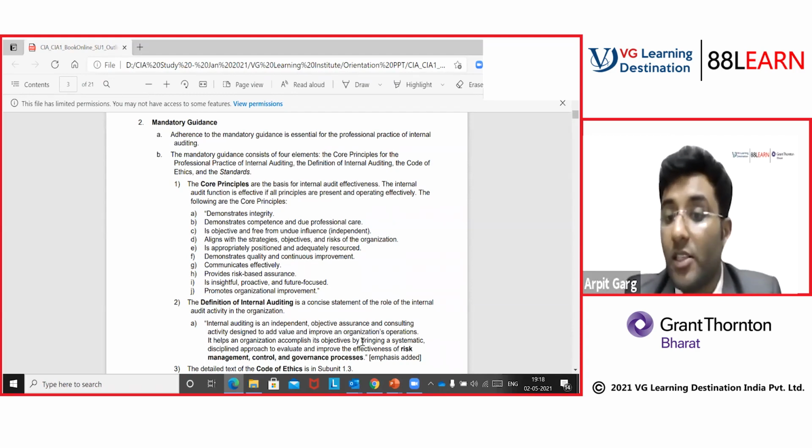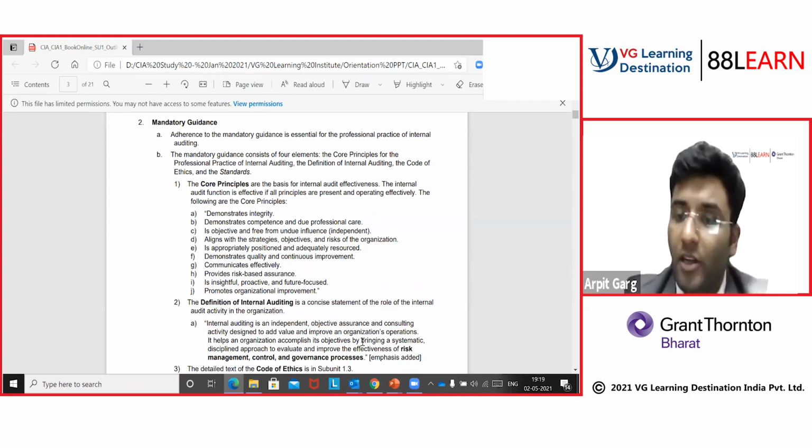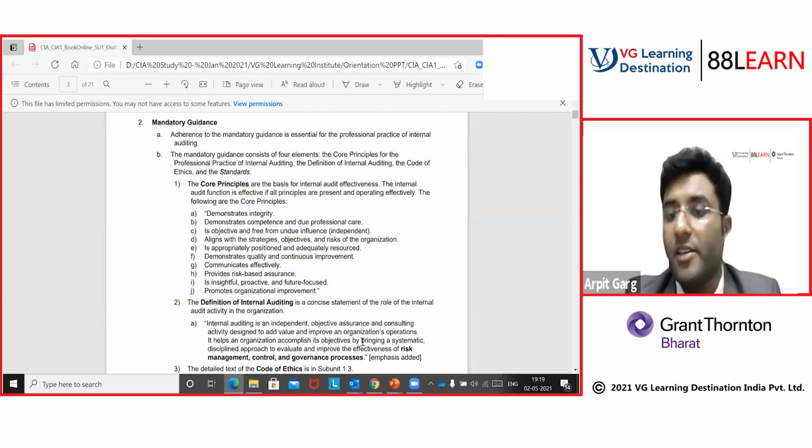Likewise, we'll understand what is risk management. What is the role of the internal auditor in risk management? What is the role of the board in risk management? What is the role of senior management in risk management?